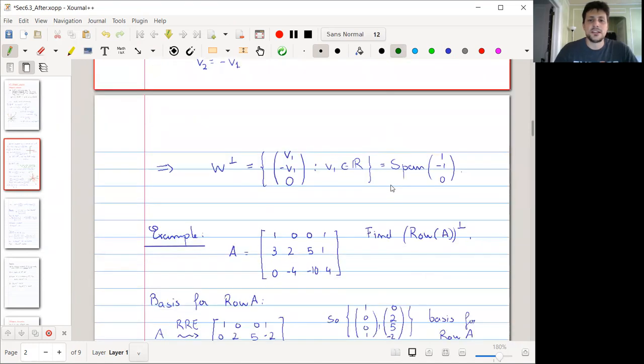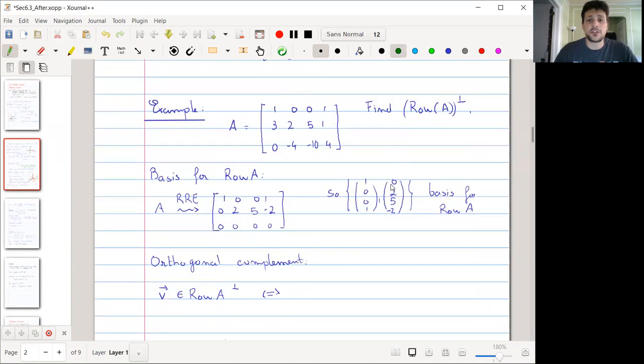Okay, let's focus on another substantial example. I give you a matrix A, and we want to find the orthogonal complement to the row space of A. So the way we want to do that is by, first of all, computing a basis of the row space of A, and then computing the conditions for a vector to be orthogonal to that basis. The way we find a basis for the row space of A is the usual. We compute the reduced row echelon form of A.